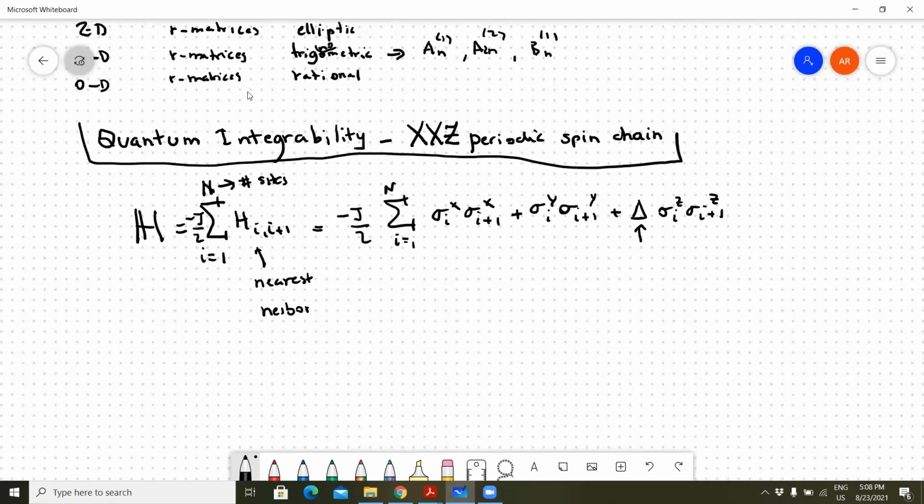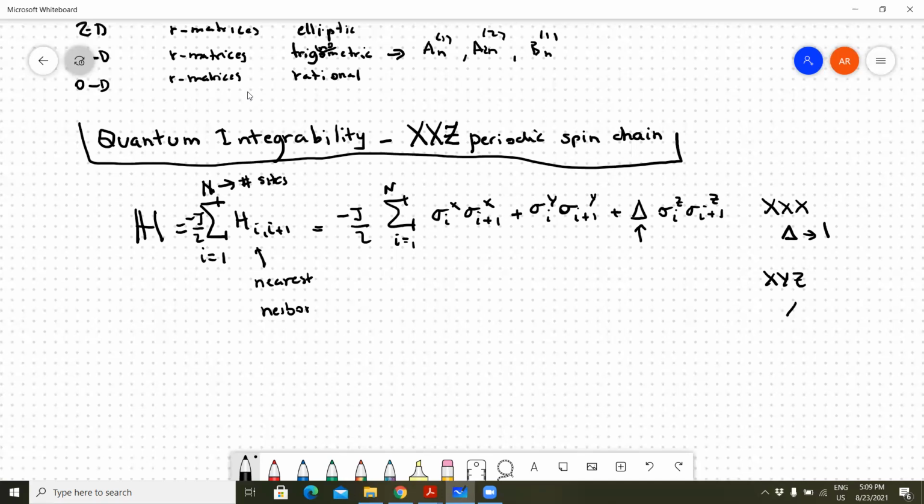This is the reason for the name XXZ, because if you look here, we have the same weight in front of X and Y. So we call it XX because they are equal, but Z is different. Just to mention, there is also the XXX, which is when this delta goes to 1. So it's some kind of homogeneous one. But there is also the XYZ.